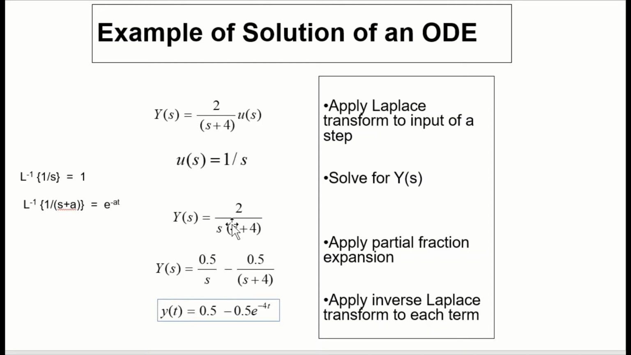Having got from here to partial fractions, we then use the inverse Laplace transforms of each of these to get the time domain. So the 0.5 gives us the 0.5. 1 over s is just 1, so that gives us 0.5. 0.5 gives us the 0.5. And 1 over s plus 4 is e to the minus 4t. So this gives an expression now for the step response of this system as 0.5 minus 0.5 e to the minus 4t.